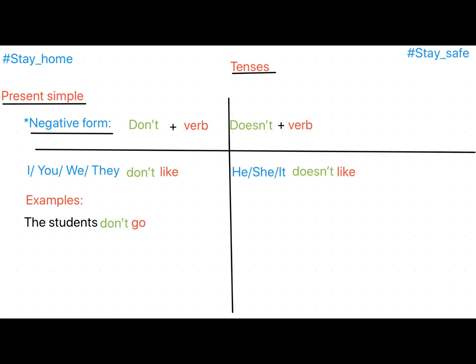ونكملو السنتنس نديرو مثلا to schools because of coronavirus. Very good. So let's درنا don't go وما درناش doesn't go because we have the students. The students plural يعني they. So we put don't go to schools because of coronavirus.